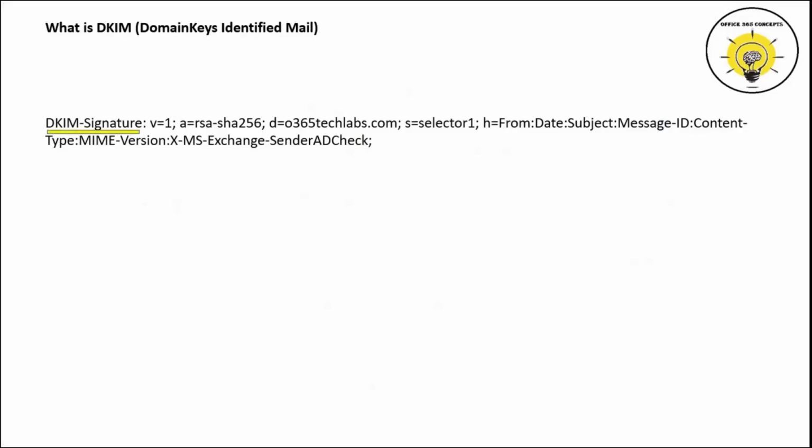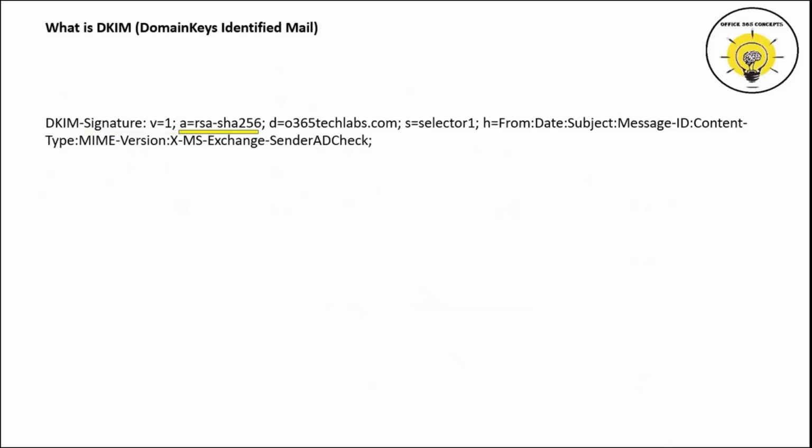DKIM-signature indicates that the email is digitally signed using a DKIM private key. v=1 indicates the version of DKIM being used by the server that has sent this particular email. a=rsa-sha256 indicates the algorithm which is used to sign this particular email.